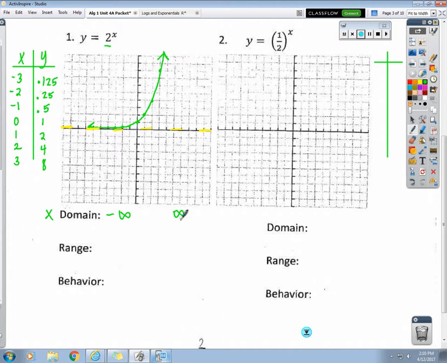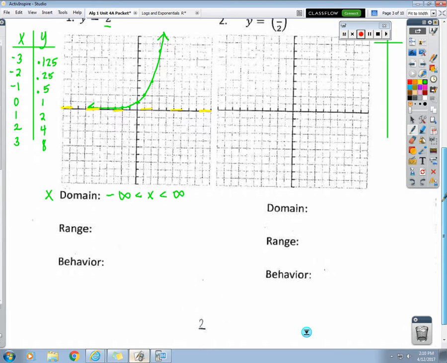Now, we are used to writing this with just a comma between them. But on this test, they write it with inequalities. They'll write x in the middle for domain, and then they'll say that x represents the curve, and the curve is less than infinity, but it's greater than negative infinity. That's how they write it on this test. Okay? Now let's talk about the range.